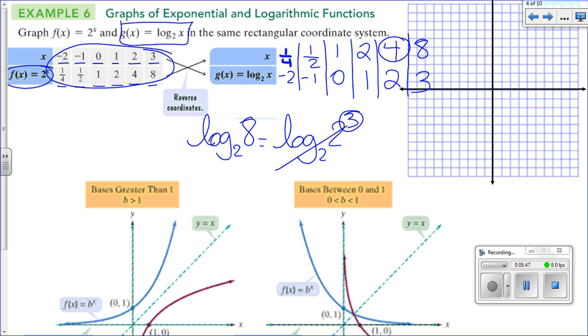So now let's go ahead and graph those points. Remember, the row on top are the x values. So I actually prefer to start with 1, so (1, 0), (2, 1), (4, 2), (8, 3). And then here we have (1/2, -1), (1/4, -2).